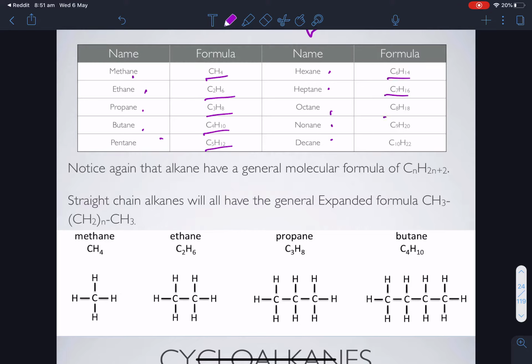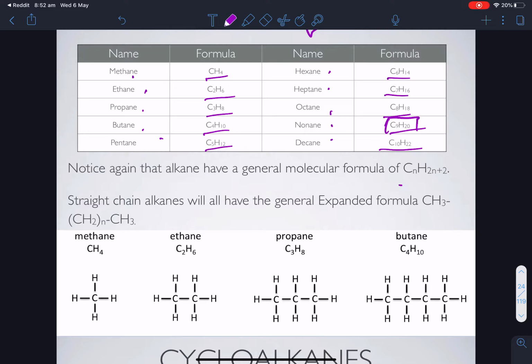For example, why not take nonane? C9H20. Now, does that fit the 2n plus 2 rule? Well, 2 times 9 is 18, plus 2 is 20. Yes, if you just see C9H20, you know that it's an alkane. And you know it has 9 carbons in there. Now, you don't know if it's nonane, but we'll get to that soon.